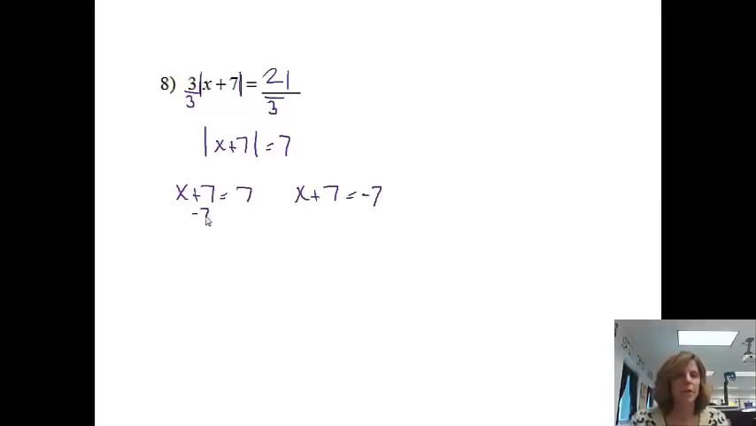So now solving this, I'll subtract 7. So one of my answers will be 0. And if I subtract 7 on the other side, my other answer will be negative 14. So those would be my two answers. So hopefully now you can solve an absolute value equation.